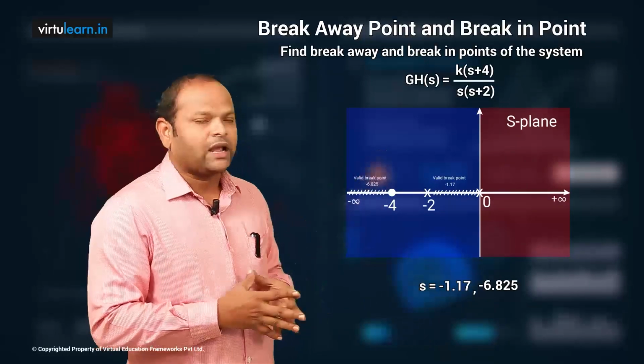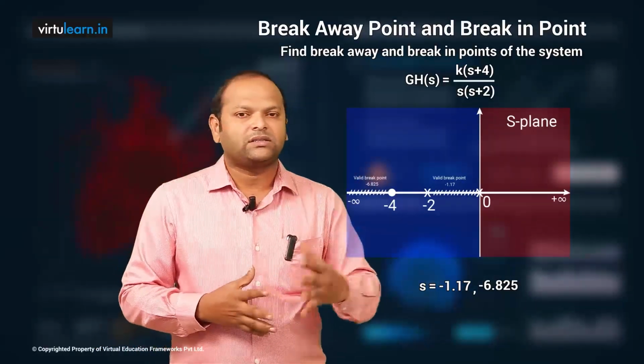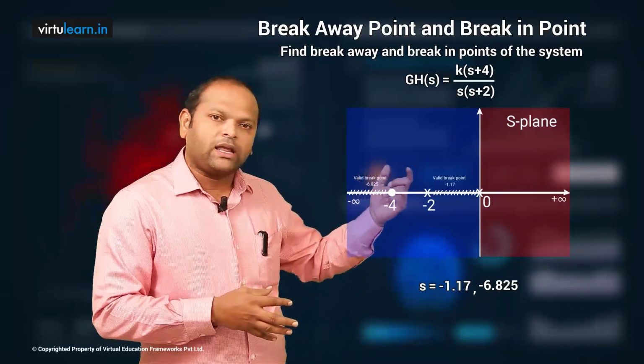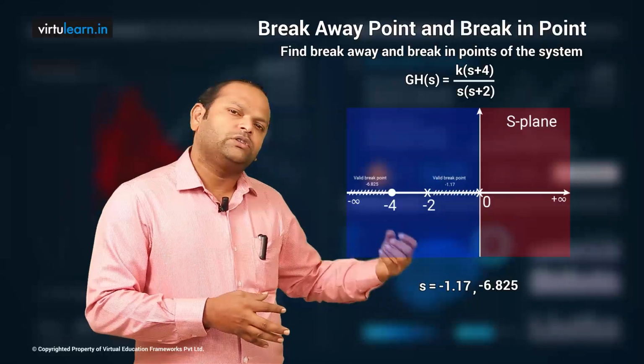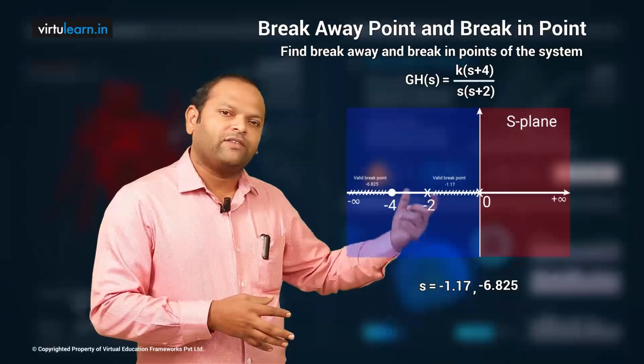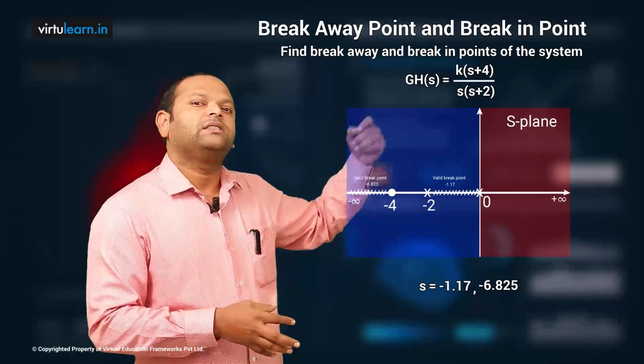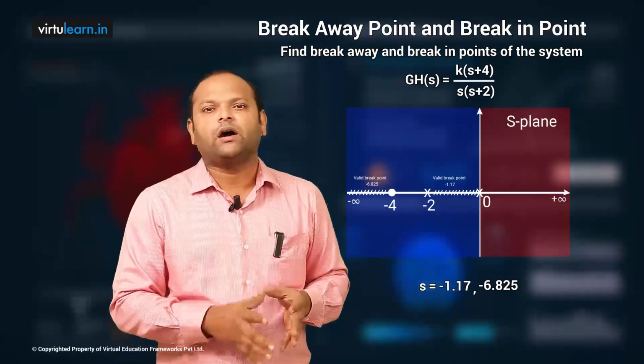This way we can calculate real axis breakpoints very easily. Whatever roots you get from dk by ds equal to 0, we need to find out whether they are valid or invalid by locating them in the S plane and seeing whether they fit into the root locus area or not.